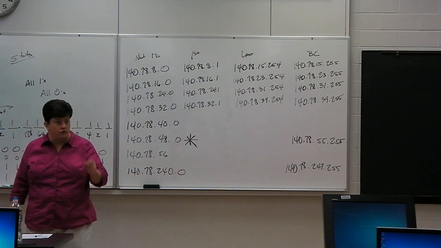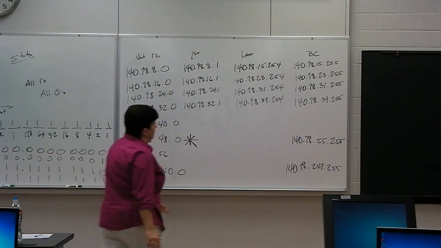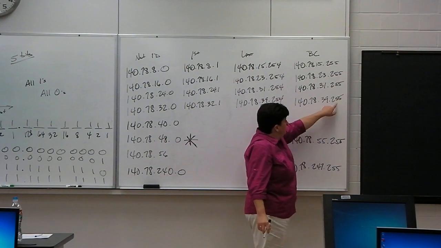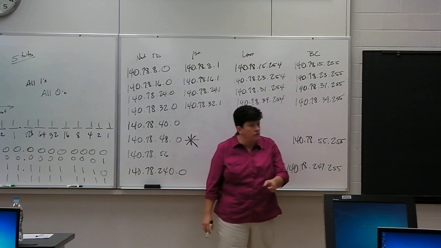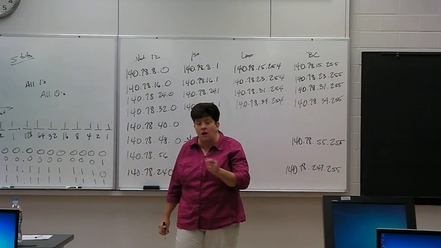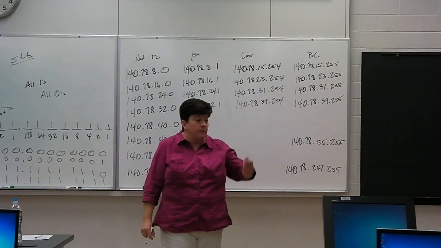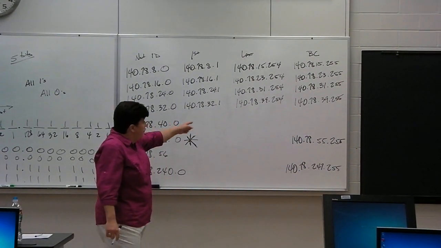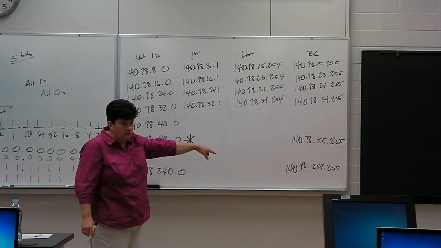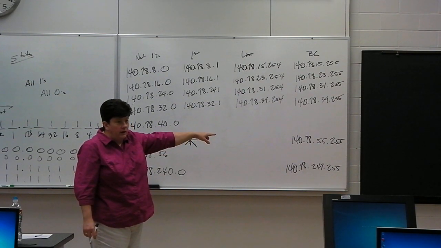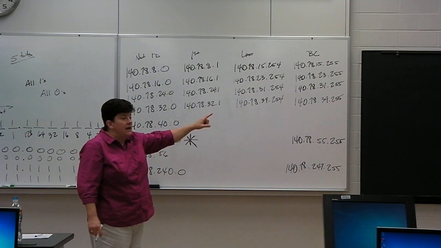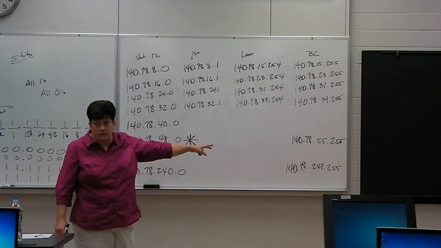Be careful. Y'all are looking at this right now, and you're seeing all these 255s, and you're kind of used to that being your broadcast address. That won't always be. When you subnet a Class C address, it won't look like this. It'll do it for Class A, it'll do it for Class B, but it will not do it for Class C.